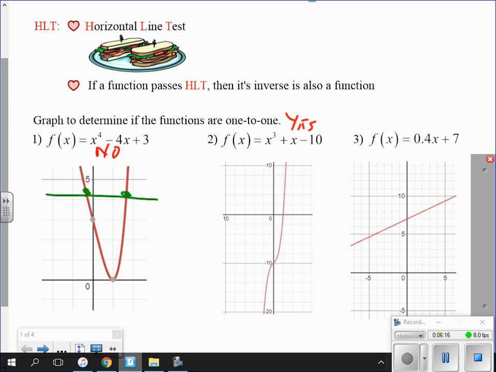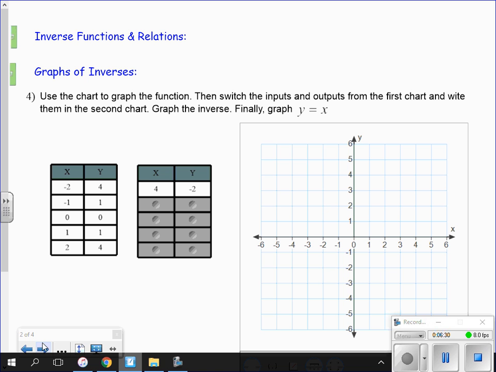Questions? And like I said, there are some particular things about one-to-one functions that are important when you're working with inverses and things like that. Right now, we're just identifying them as one-to-one. Okay, inverse functions and relations.